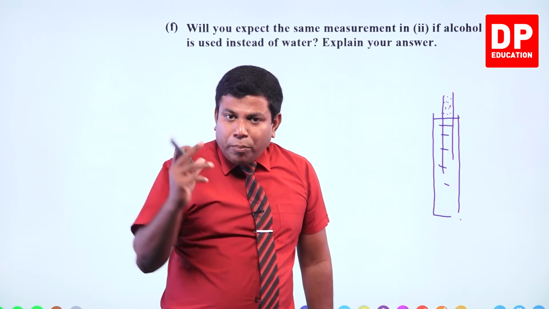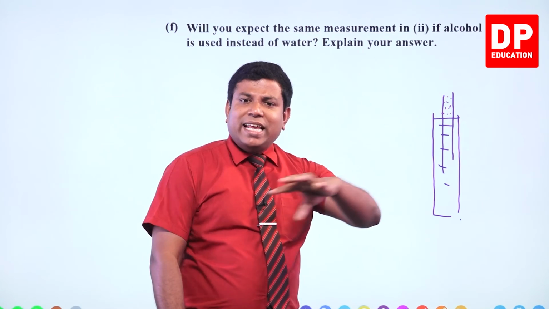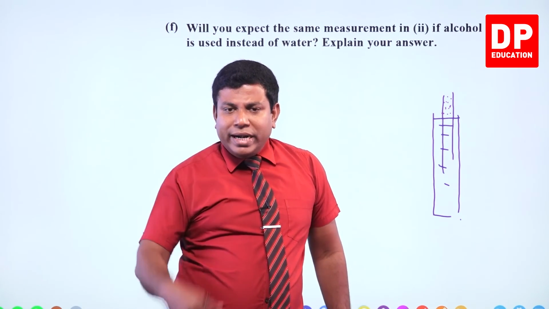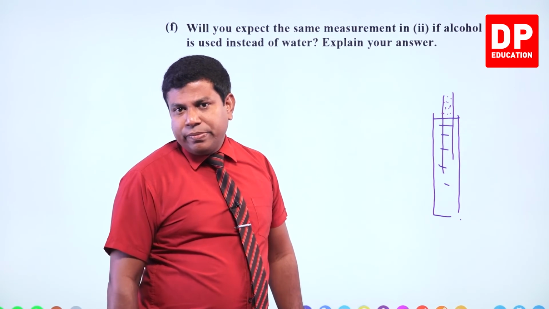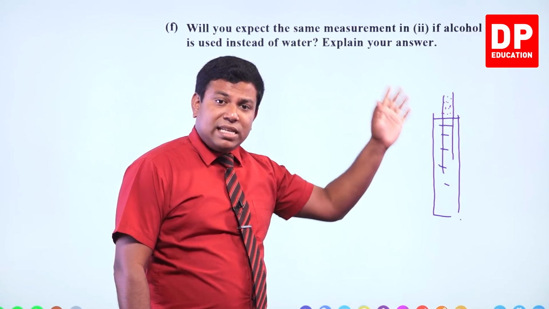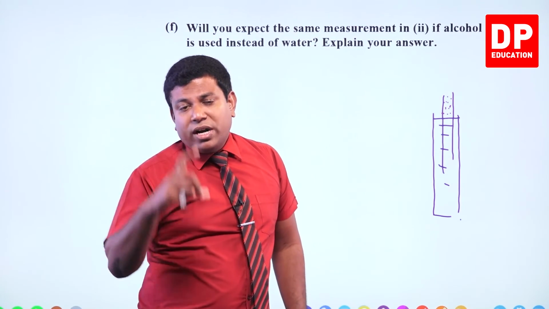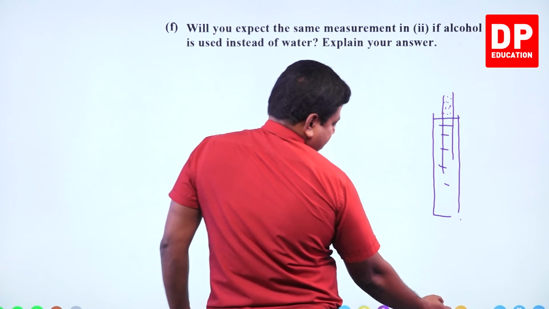This will change the composition of air in this place. That means the density is going to change. When the composition changes, velocity will change. Therefore, when velocity changes, lambda changes, L will change. So, you can't expect the same measurement you got earlier. Let's explain that.